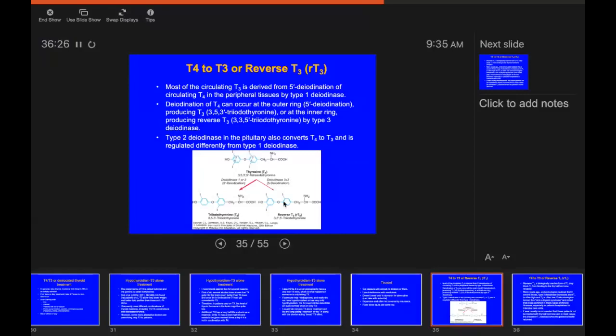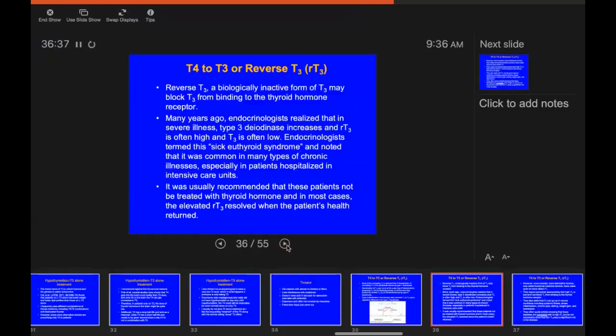There's also a deiodinase in the thyroid that gets regulated a little differently from deiodinase 1, but that also helps convert T4 to T3 in the pituitary. Now, reverse T3 is a biologically inactive form of T3 and may block T3 from binding to the thyroid hormone receptor. Many years ago, endocrinologists realized that in severe illness, type 3 deiodinase increases, and you get a higher reverse T3, and the T3 itself is often low.